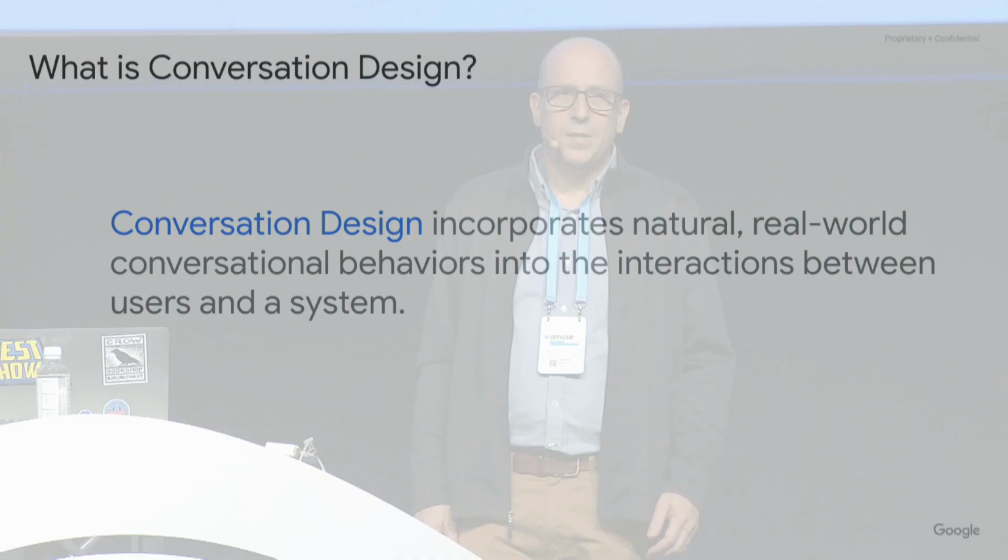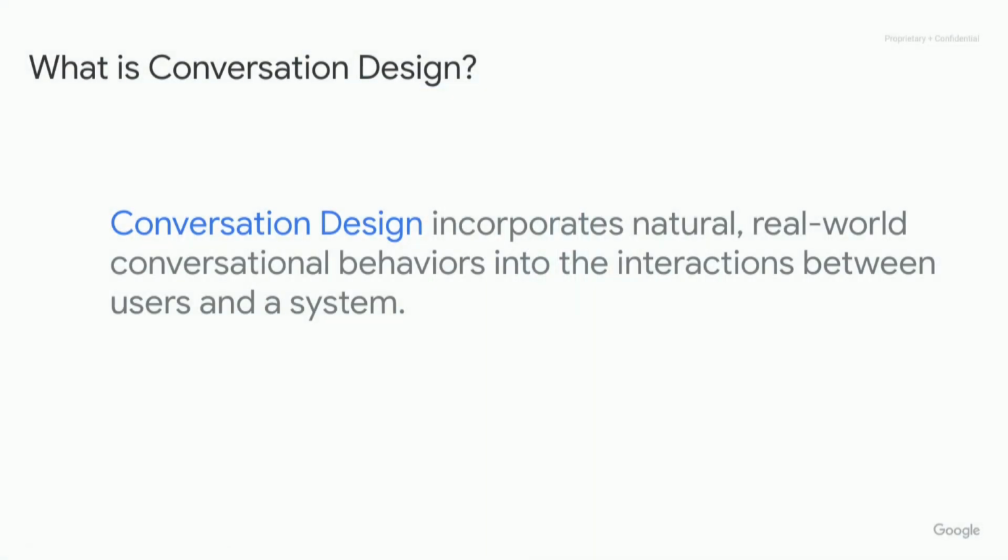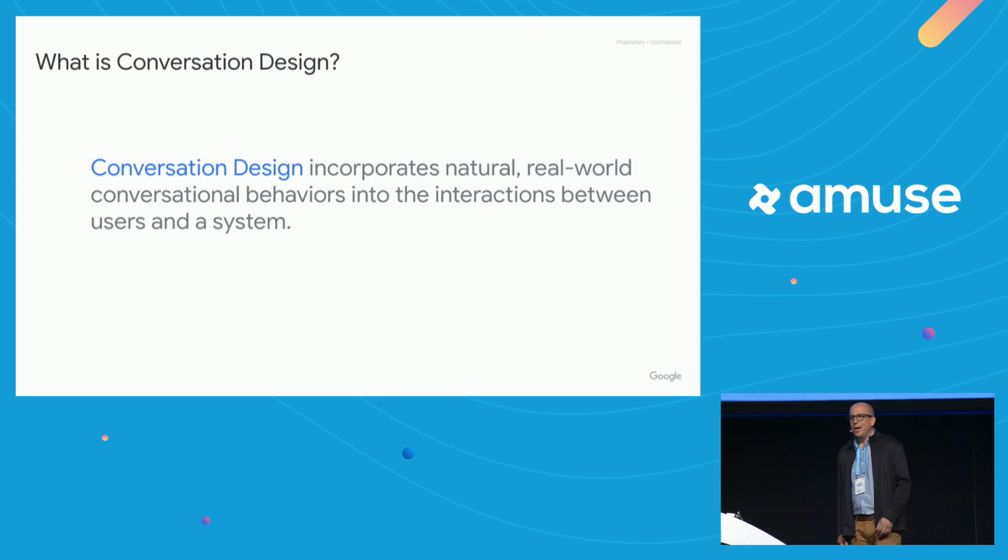So what is conversation design? Google's definition is conversation design incorporates natural, real-world conversational behaviors into the interactions between users and a system. Simply put, we allow people to have conversations with machines. But it is important to point out that it says that we leverage these strategies. We're not trying to act human, but we do take some of the strategy that humans use to solve certain problems. Now, you may ask, well, why do we need conversation designers?